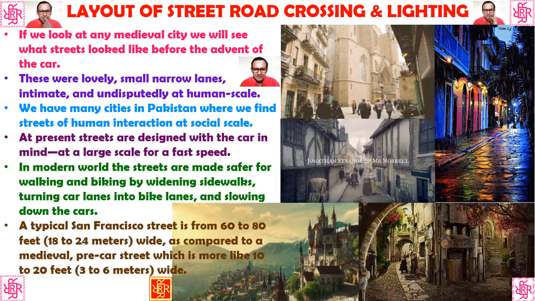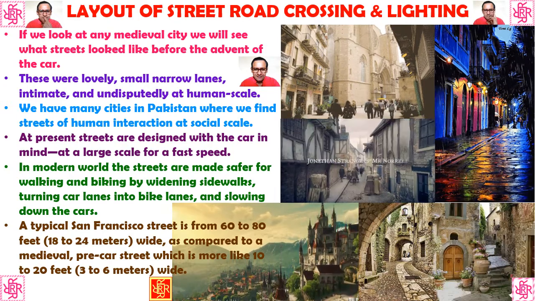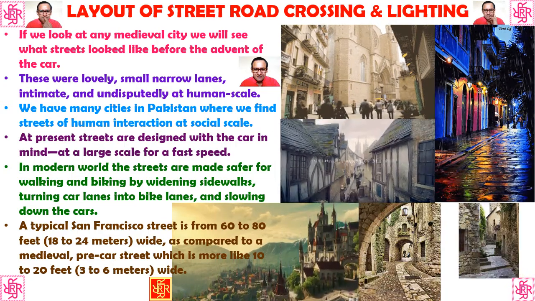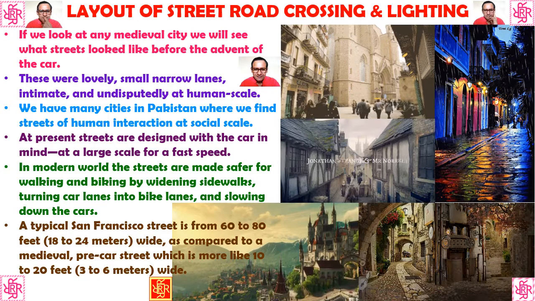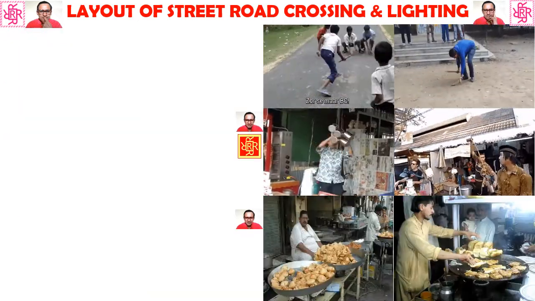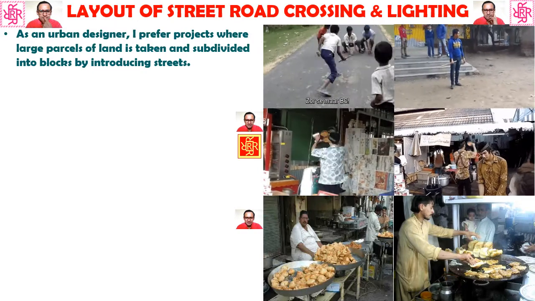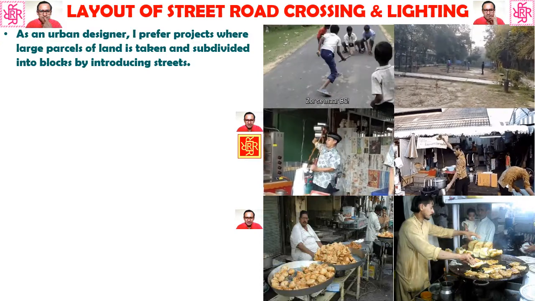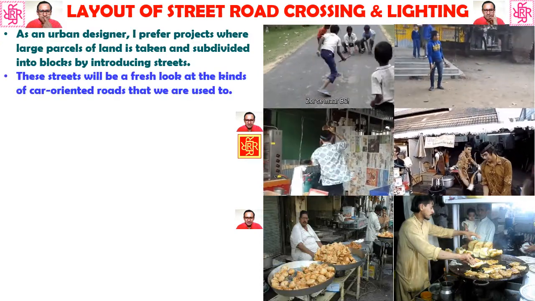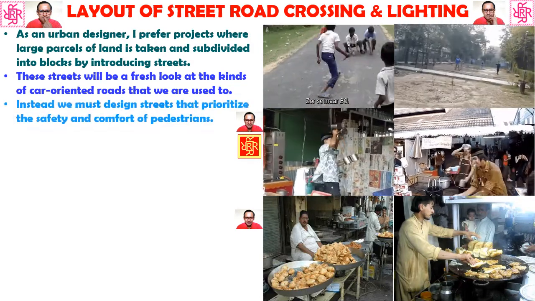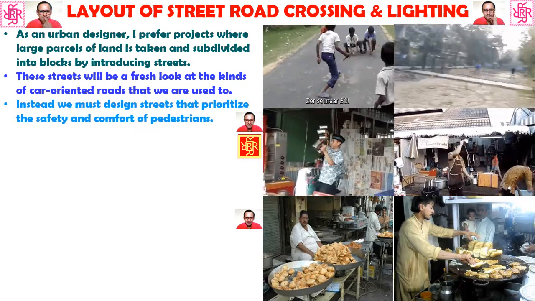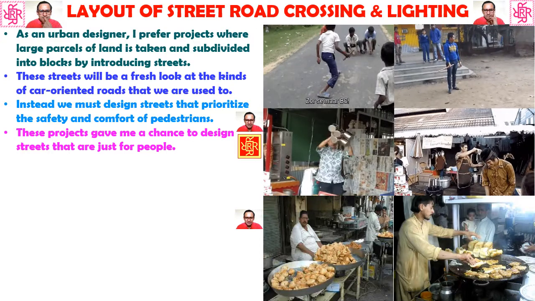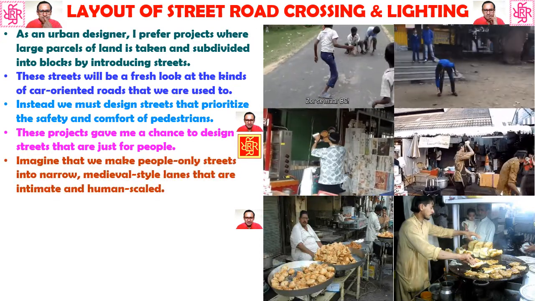A typical San Francisco street is from 60 to 80 feet or 18 to 24 meters wide as compared to a medieval pre-car street, which is more likely to be 20 feet or 3 to 6 meters wide. Now, as an urban designer, I prefer projects where a large parcel of land is taken and subdivided into blocks by introducing the streets. These streets will be a fresh look at the kinds of car-oriented roads that we are used to. Instead, we must design a street that prioritizes the safety and comfort of the pedestrians. These projects gave me a chance to design streets that are just for people.